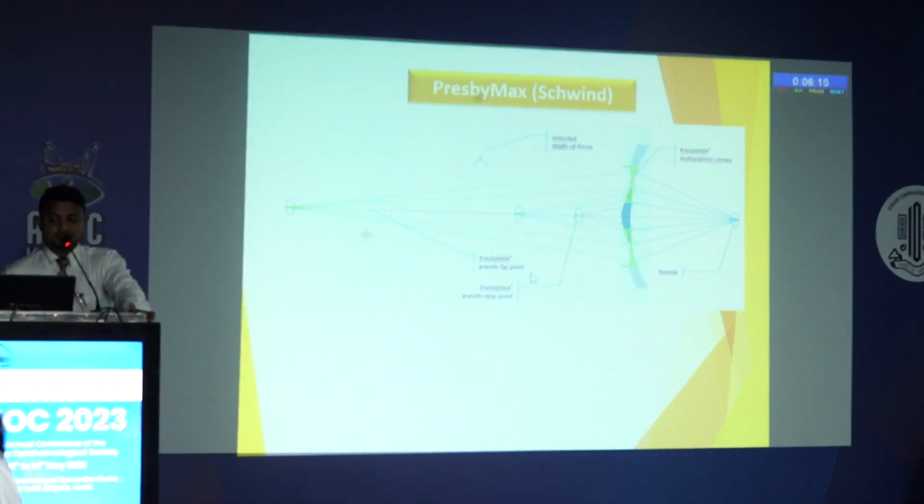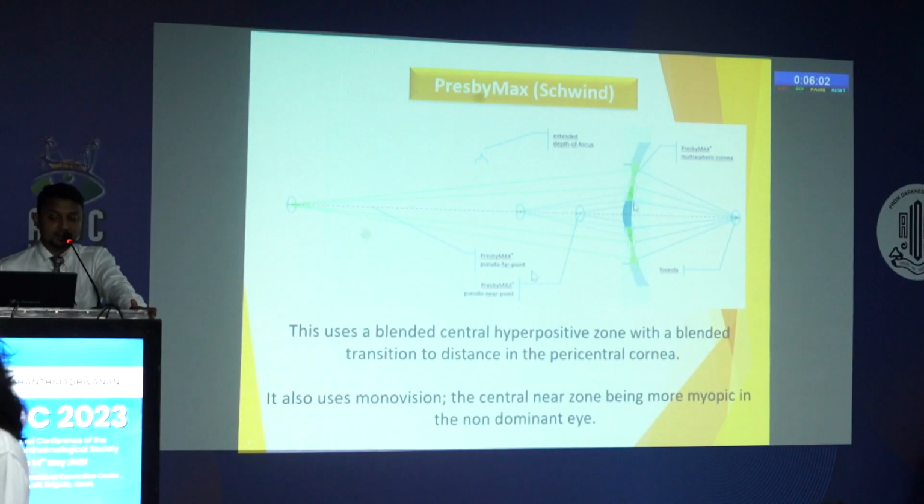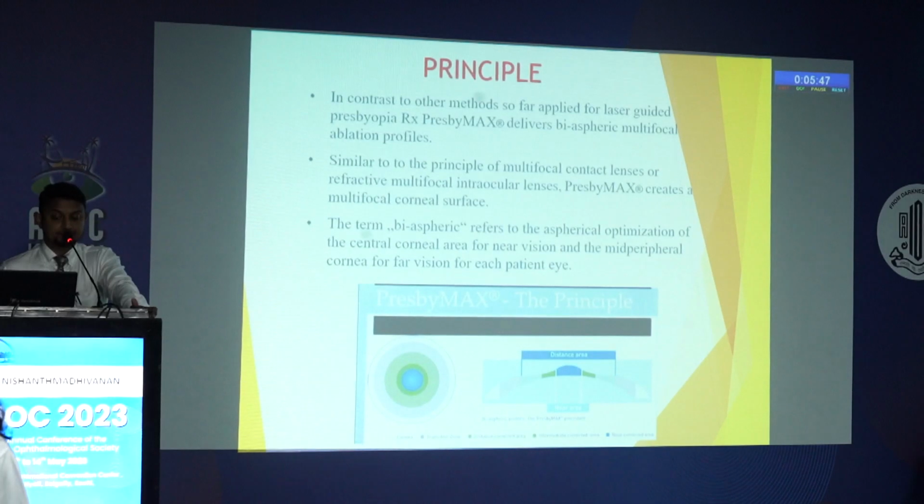And what the Schwind does, the best thing the Schwind does, is a bi-aspheric design. So you have a central position for the near, and then you have the intermediate, and then you have a periphery for the distance. This actually also uses a monovision correction, but the central is for near, making the patient more myopic in the non-dominant eye.